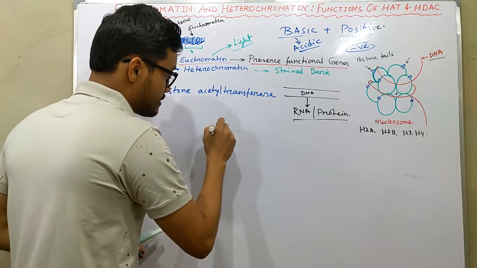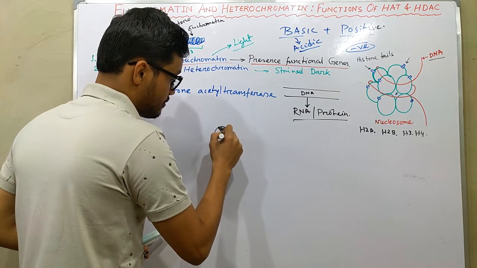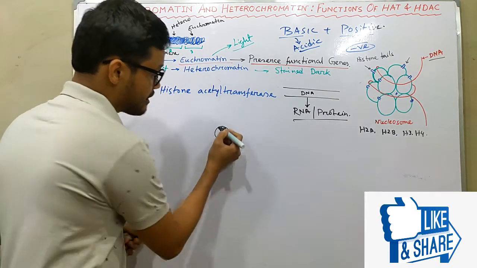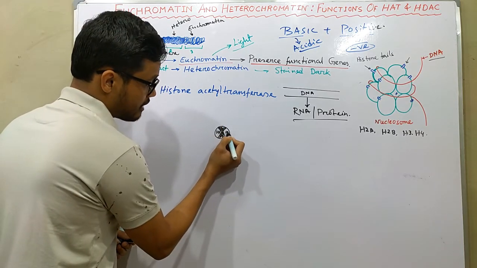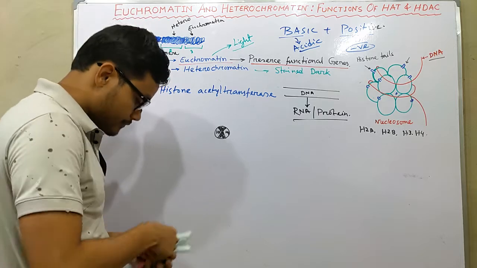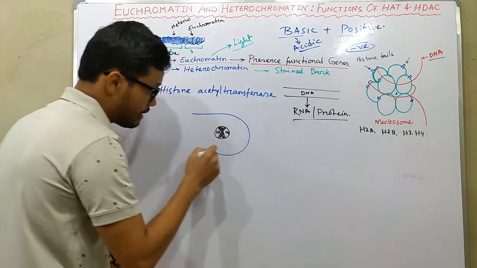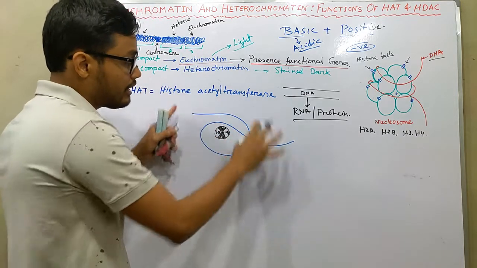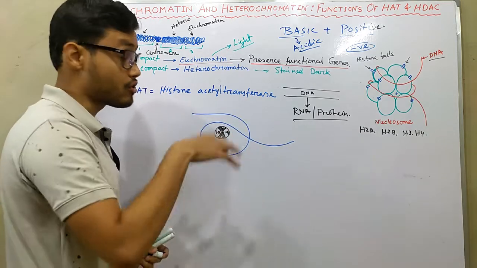So in this case, let me give you a diagram on top view. Here, if we consider this one is H2A, this is H2B, this is H3 and this is H4. So in this case, the DNA is separated from the histone. DNA is now separated from the histone core, that is the core histone or histone octamer.